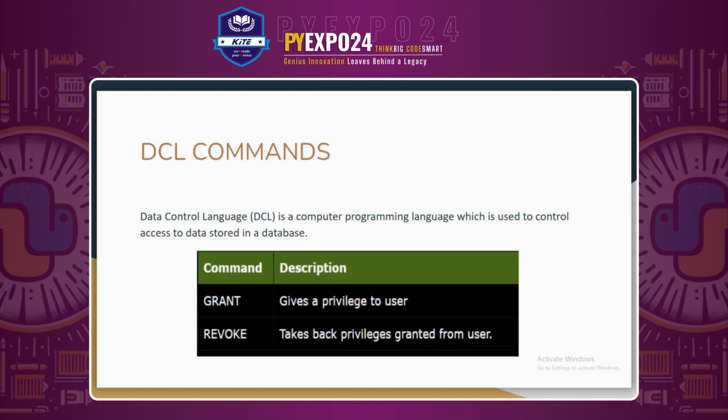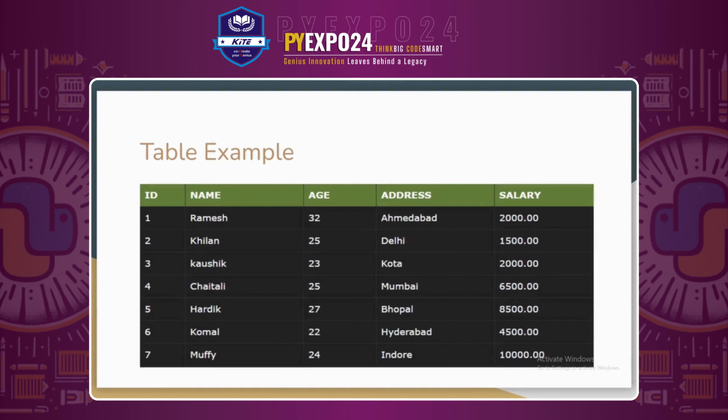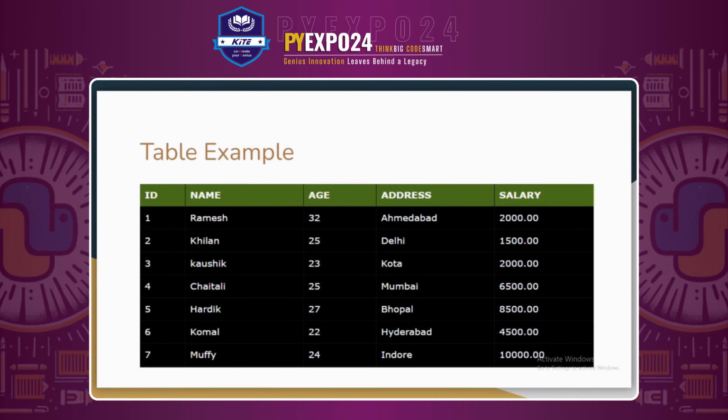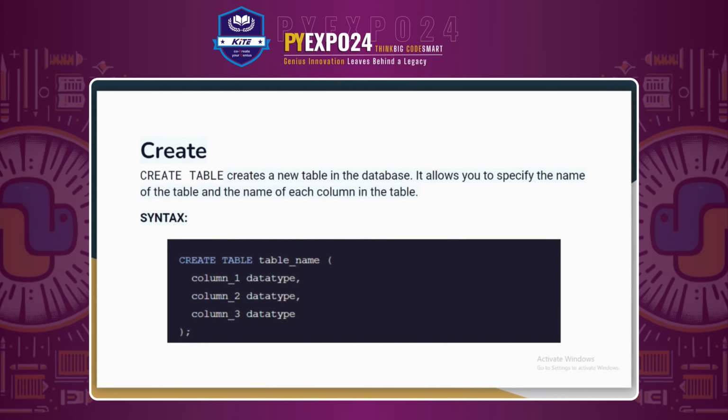Next is the DCL commands, data control language, which is used to control the access to data in the database. The commands in DCL include grant and revoke. This is the example table, which includes ID, name, age, address, and salary of a few people. First is the create command.